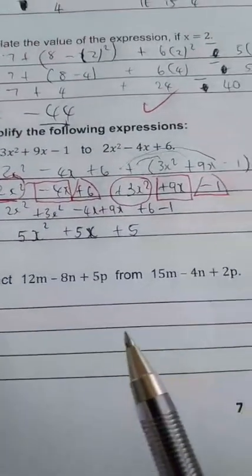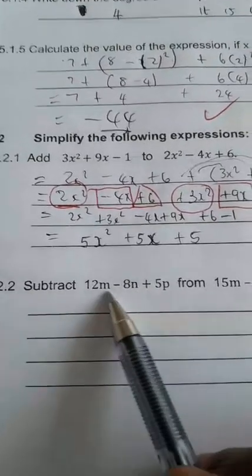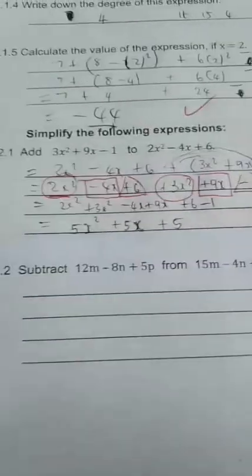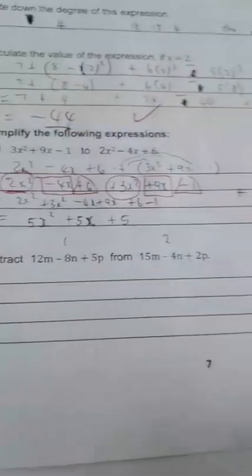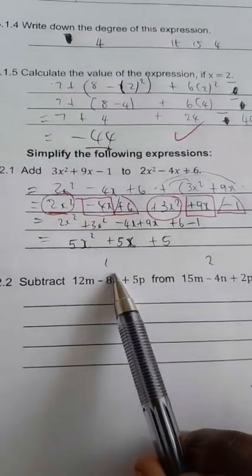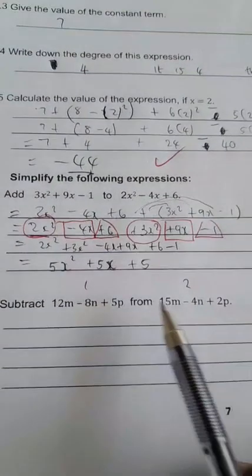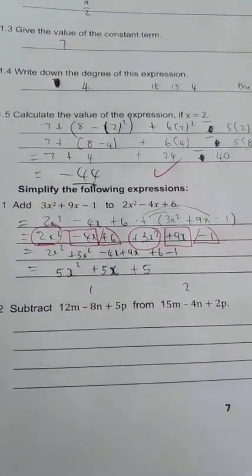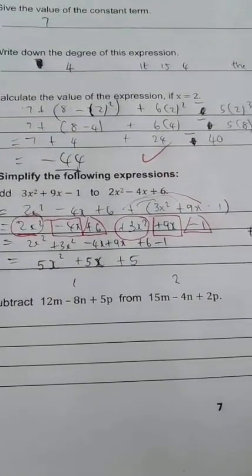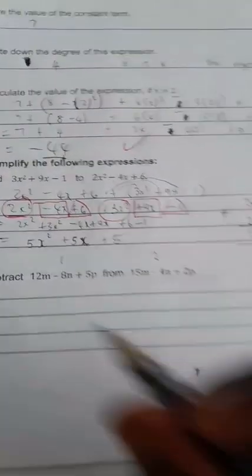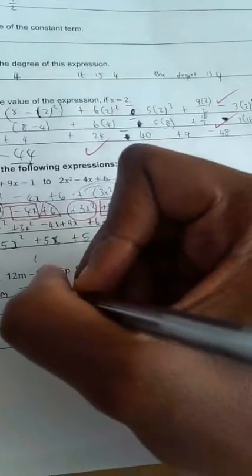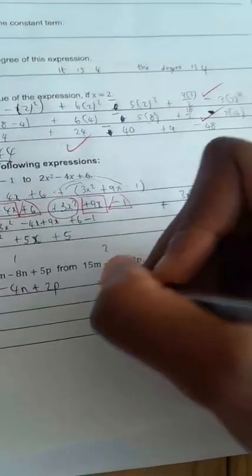Okay, right. 5.2.2, subtract this from that. So what does that mean? Who do I start with? Do I start with the first expression or the second expression? Subtract this from that. Subtract 10 from 12. Okay? Who starts first? Number 2 starts first. So let's do that. 15m minus 4n plus 2p.